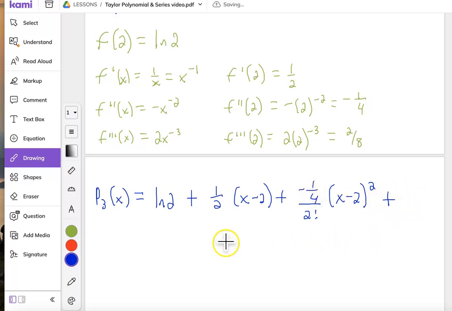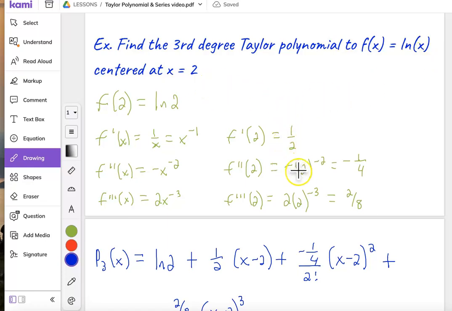And then I'm just going to write the last term down below here. The last term is going to be our x to the third power, but we're going to once again subtract 2 from x first before we cube that. And in front of that term, we should see a coefficient that has 3 factorial in the denominator, and in the numerator should go the f triple prime term evaluated at 2, which we simplified to the value of 2 over 8. And so this would be our third degree Taylor polynomial for the function natural log of x centered at x equals 2.